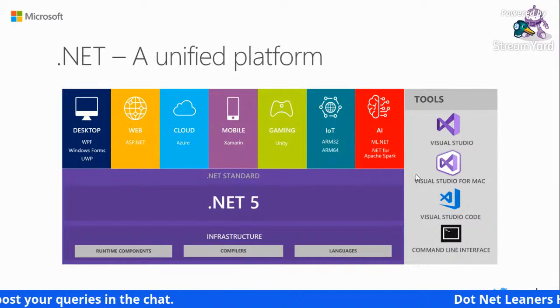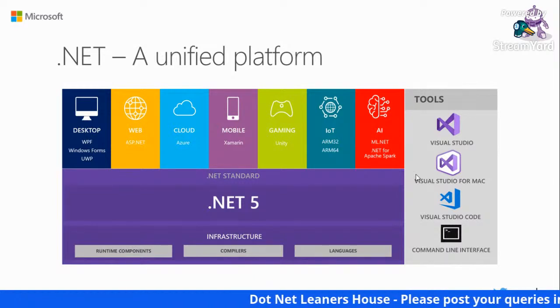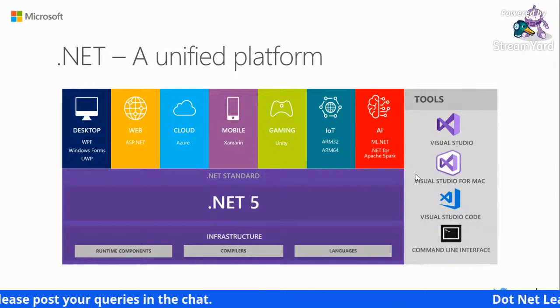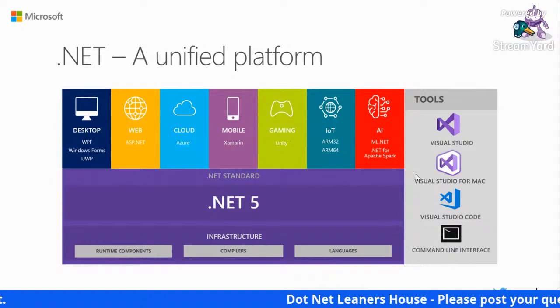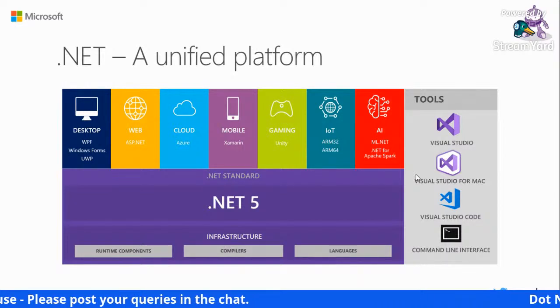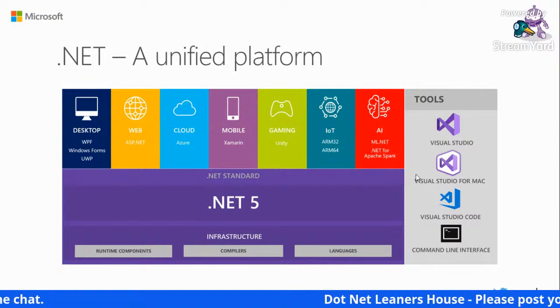So how can you try out .NET 5? We have cool tools, as you see on the right-hand side of the image: Visual Studio for Mac, Visual Studio Code, and the command line interface. You can try out .NET 5 very easily. I'll also show you how to set up the environment for trying out .NET 5. It will be very simple. We'll start from the base: how you can set up the environment, how you can create a console app, and what new features you can try out in the console app. And at the end, we'll have the Q&A and wrap up the session.